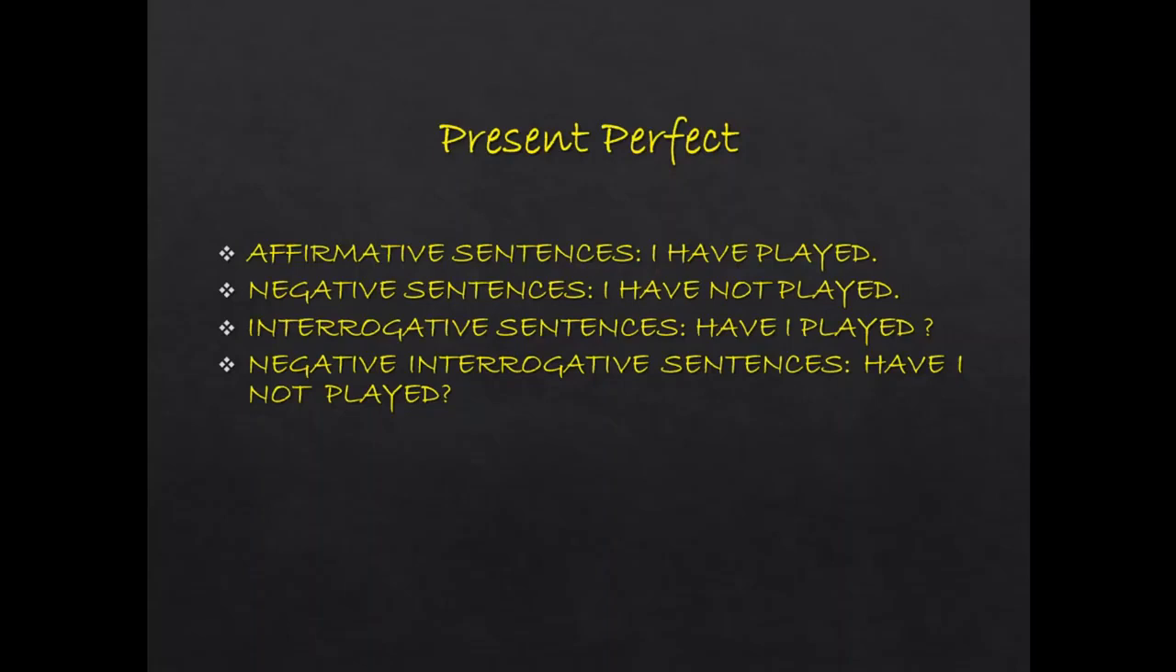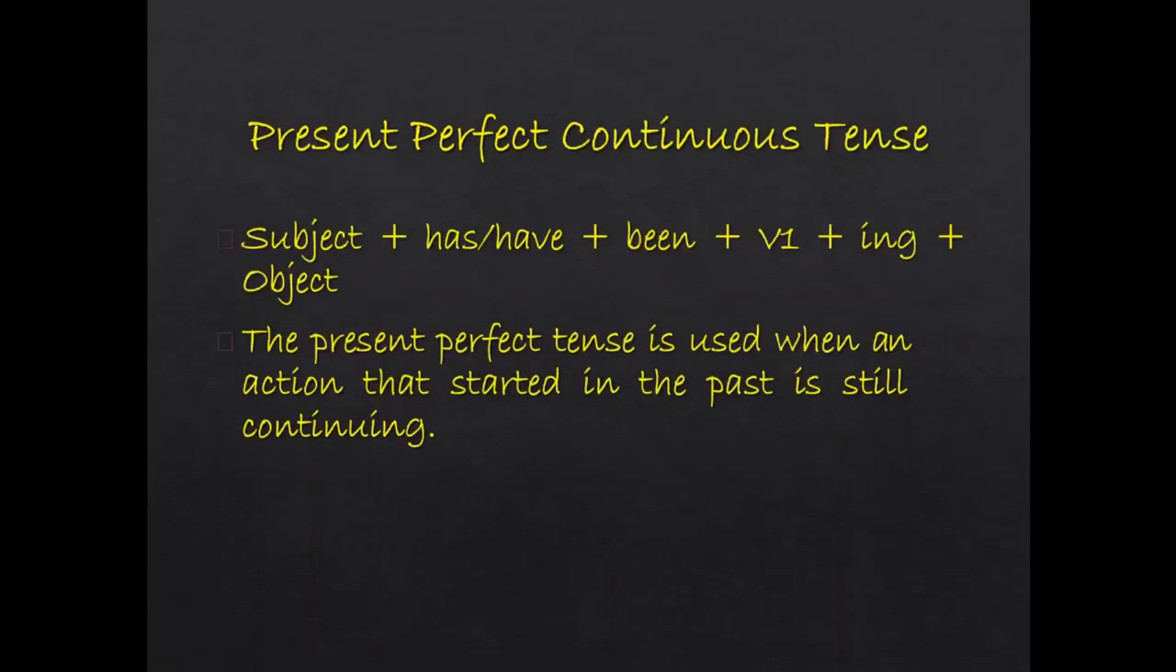Now comes the present perfect continuous tense. The form of writing a present perfect continuous tense is subject plus has or have plus been plus first form of the verb plus ing plus object. It is used when an action that started in the past is still continuing. That means the action has already begun, and at the time of speaking the action was still going on.